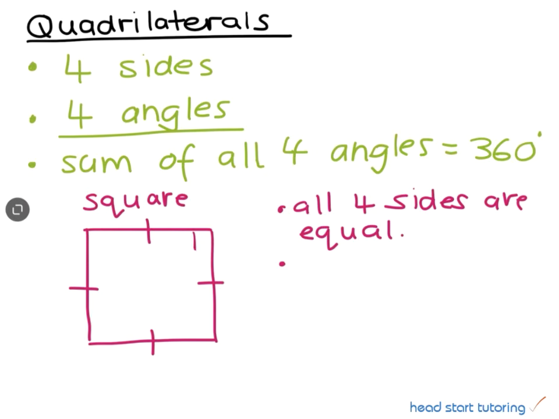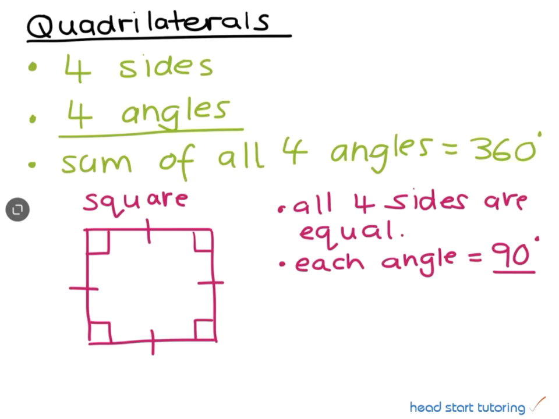In a square, we have got 1, 2, 3, 4 angles, and each of those angles are right angles. So each angle is equal to 90 degrees, which is called a right angle. So 90 degrees is called a right angle, and all of our angles are also equal. Because each of the angles are equal to 90 degrees, all our angles are therefore equal.